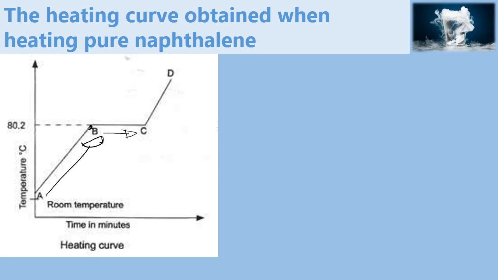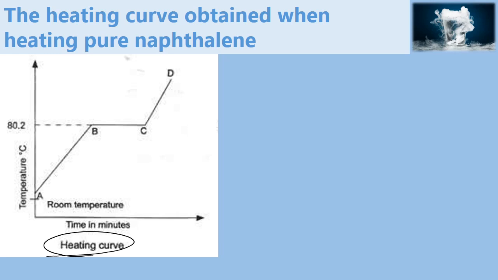The heat energy provided is used to weaken the forces of attraction between naphthalene particles, and therefore it begins to melt. By point C, all of it has melted, and now we have liquid naphthalene. The temperature again begins to rise steadily as the particles absorb heat energy and begin to move vigorously. This type of curve is known as the heating curve of naphthalene.